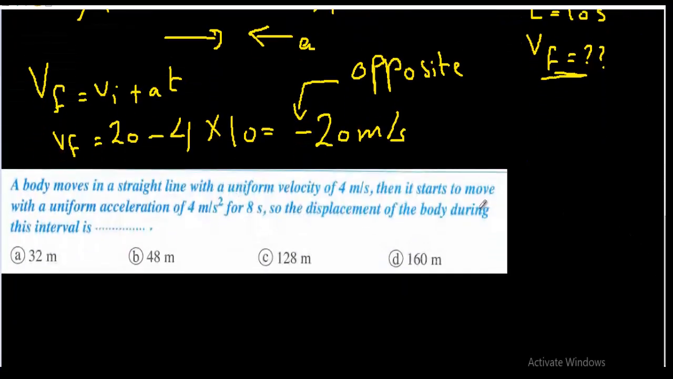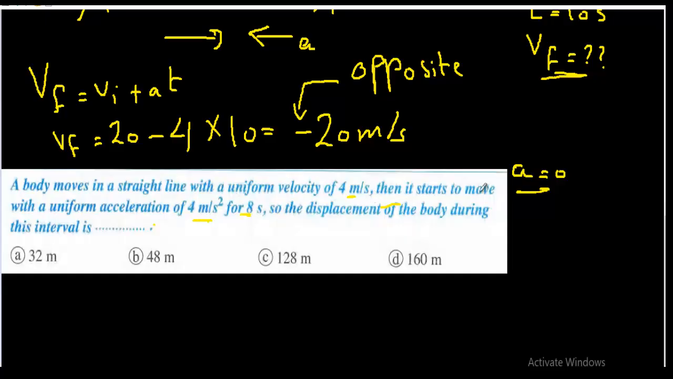The third problem: a body moves in a straight line with a uniform velocity of 4 meters per second. Uniform velocity means acceleration equals 0 in this period. Then it starts to move with uniform acceleration of 4 meters per second squared for 8 seconds.